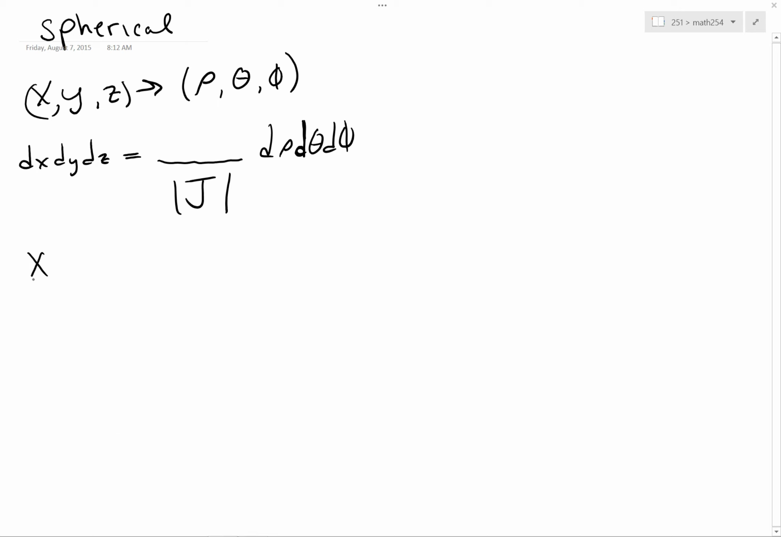We do know that x is equal to rho cosine theta sine phi. So everywhere there was an x in the original equation, I'm going to replace it with this thing. Everywhere there was a y, I'm going to replace it with this one. And wherever there was a z, we're going to replace it with this one.